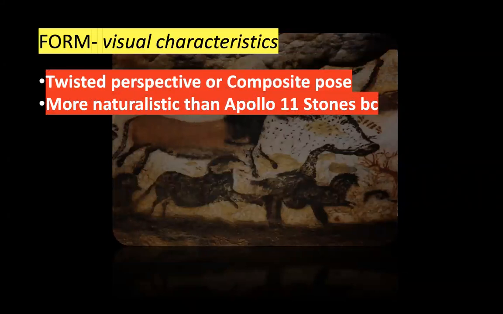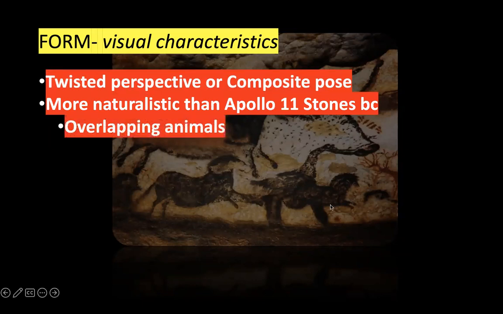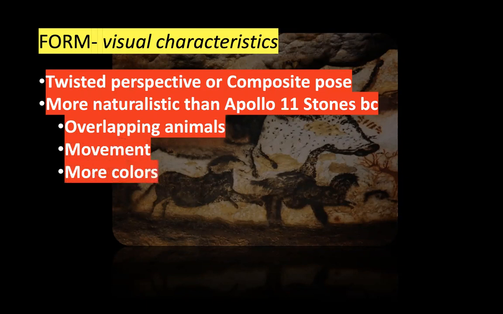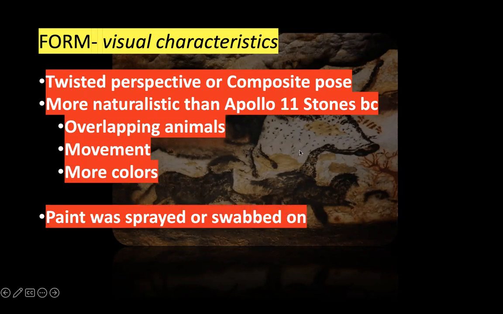These are considered more naturalistic than the Apollo 11 stones. So think about why. So these are overlapping. If you look at a herd of animals in real life, you would see them overlapping. They're actually depicting movement in these animals. There's more colors, very naturalistic. This one almost looks like it's depicting the dots of the fur or maybe a pattern on the animal.